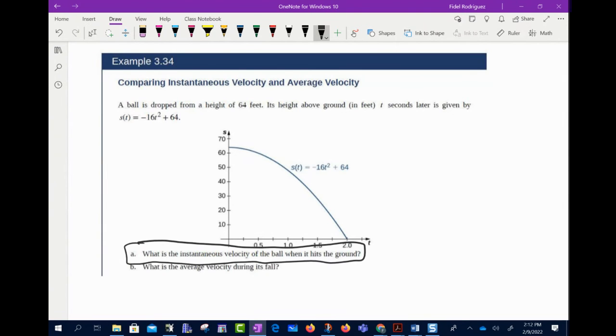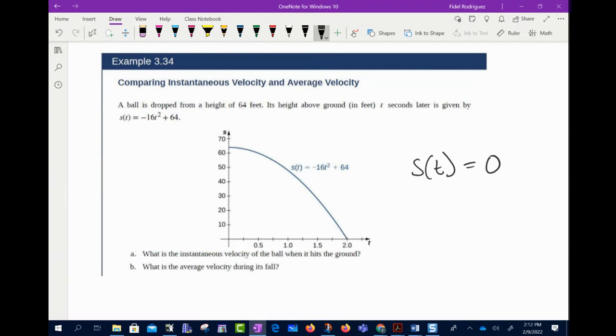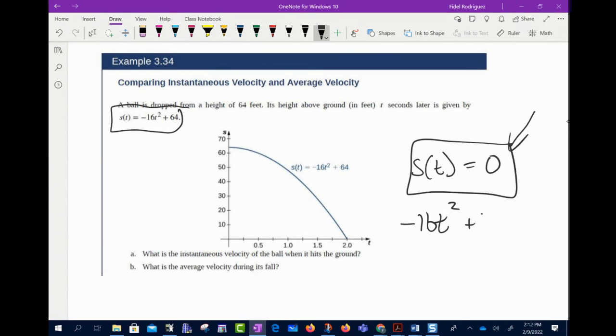Okay, so one thing I want you to notice, there are a couple of ways we can do this problem. When it hits the ground, the position is equal to 0. So what we want to know is, when is it going to hit the ground? If the height of the ball is 0 when it hits the ground, we're going to take this equation and set it equal to what number? 0. So we're going to write negative 16t squared plus 64 is equal to 0, and we're going to solve for t.